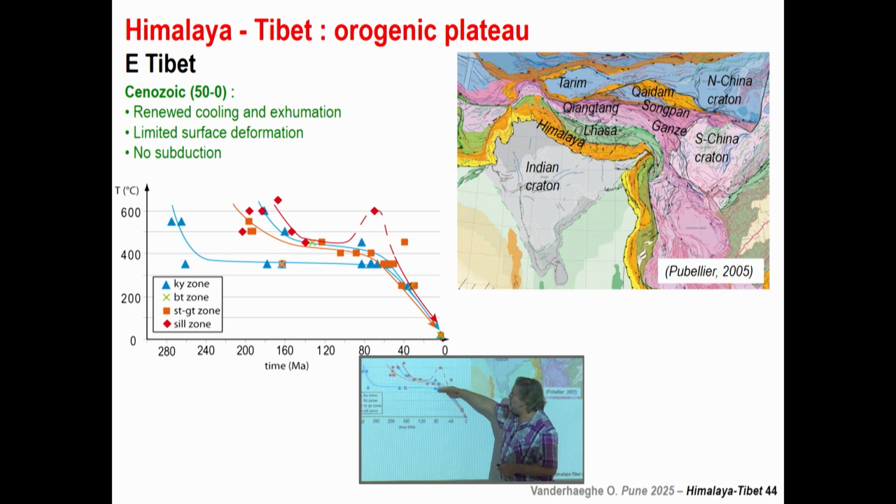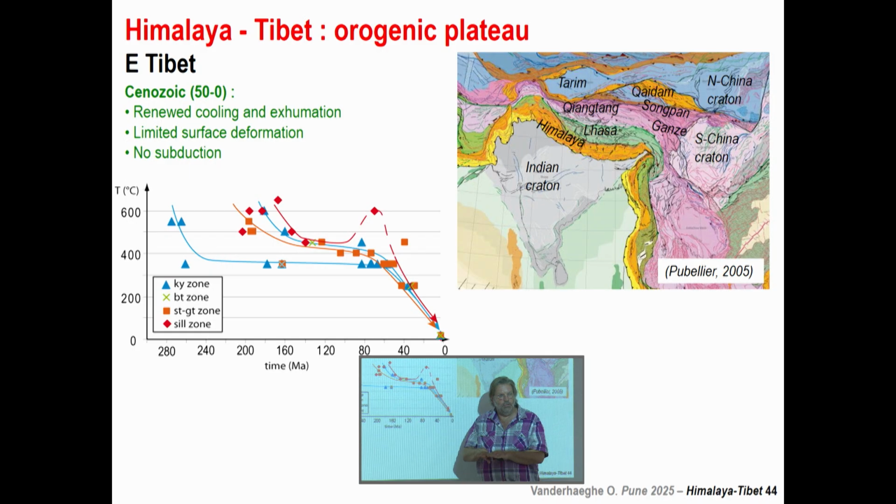Okay, what could that mean? So that cooling: these rocks that are today at the surface were at 400 degrees 60 million years ago. So that means that the 400 degree isotherm, the rocks that were there, have been exhumed to the surface. So there has been some uplift and exhumation.